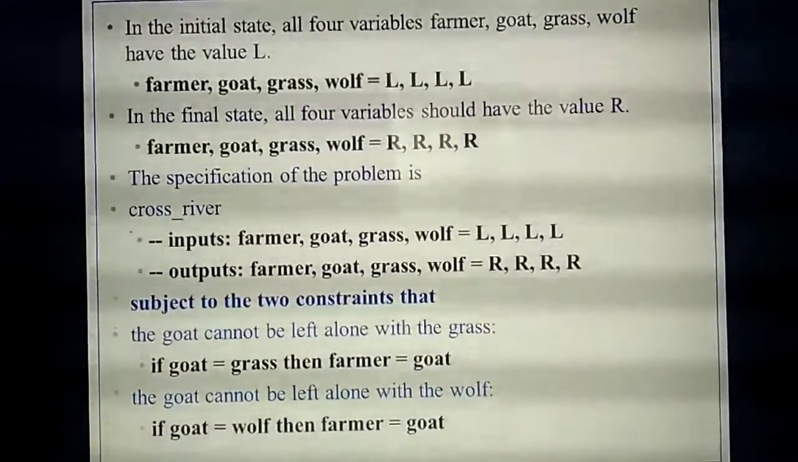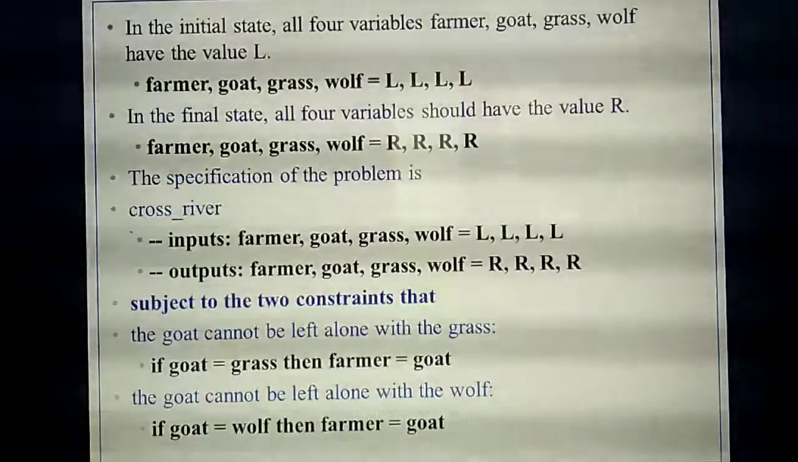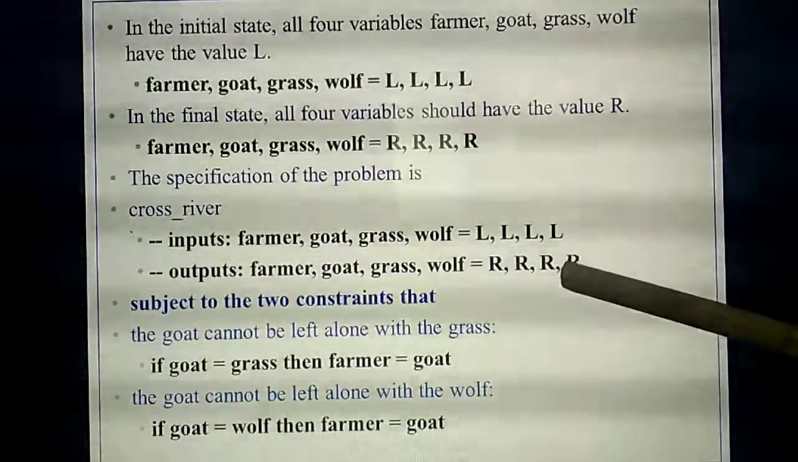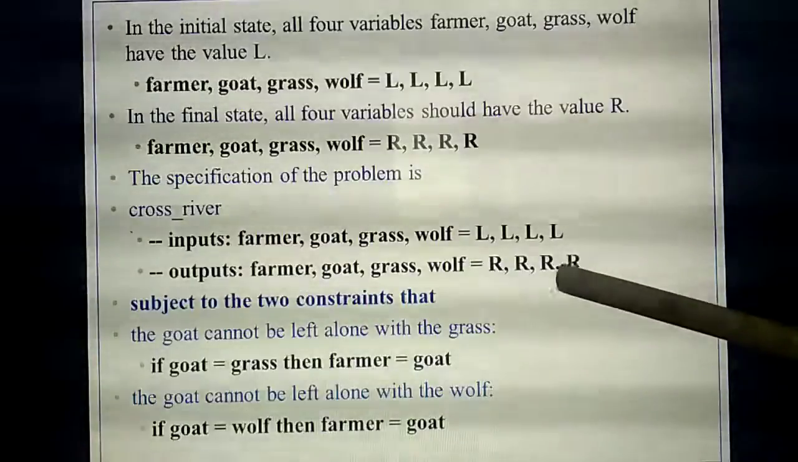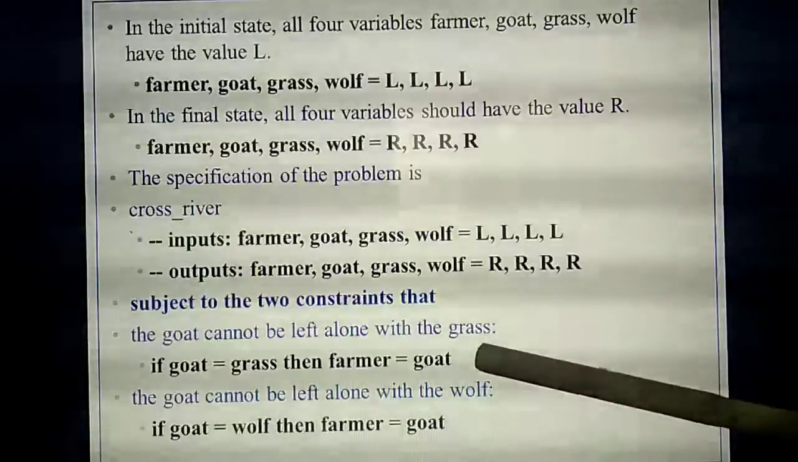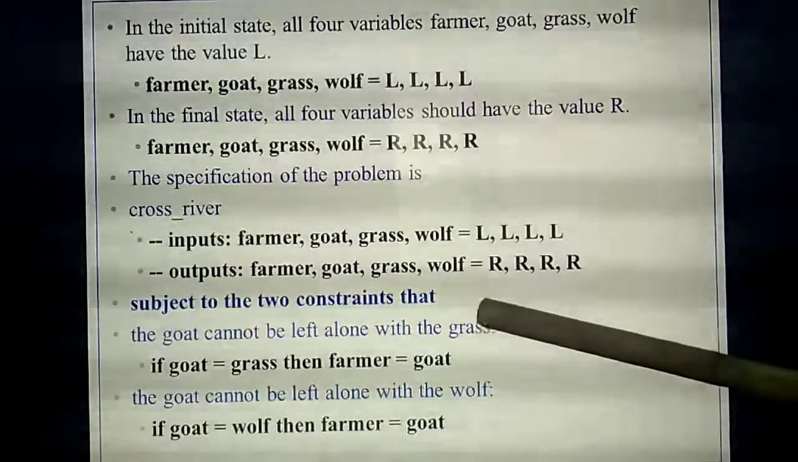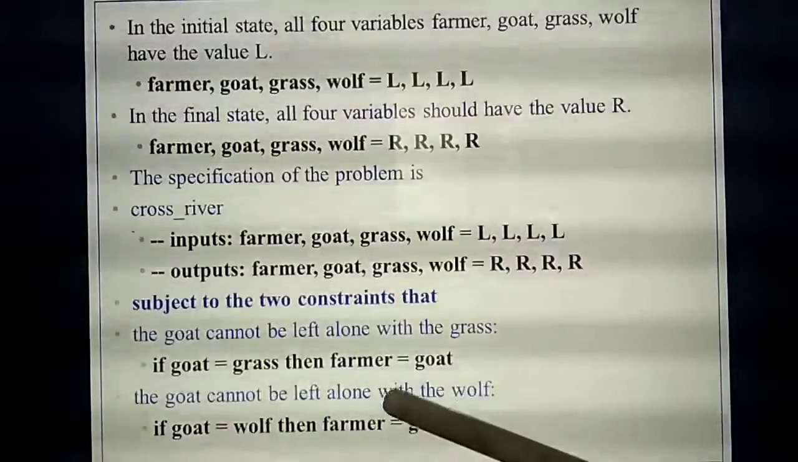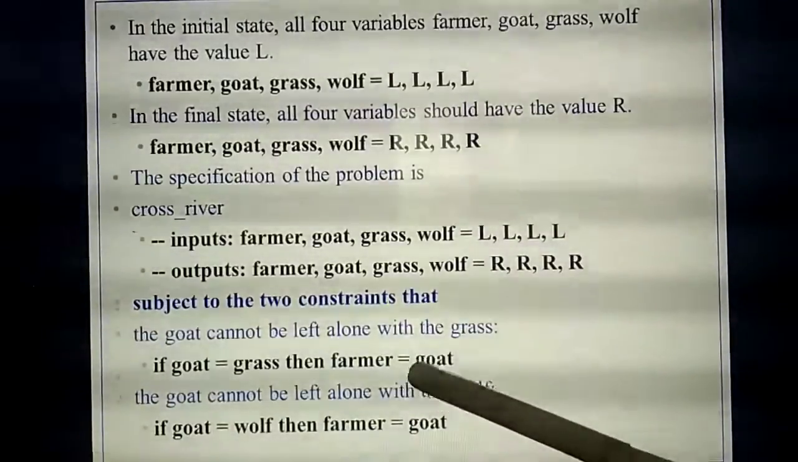How many inputs are there? 2 inputs. What are they? Farmer, goat and grass. Initially they are standing on the left side. Finally they are on the right side. That's the output. So you are giving 2 conditions. What's the condition? If the goat is left alone with the grass, the goat will eat all the grass. So if goat equal to grass, it is not possible. So always the goat needs to stand along with the farmer.